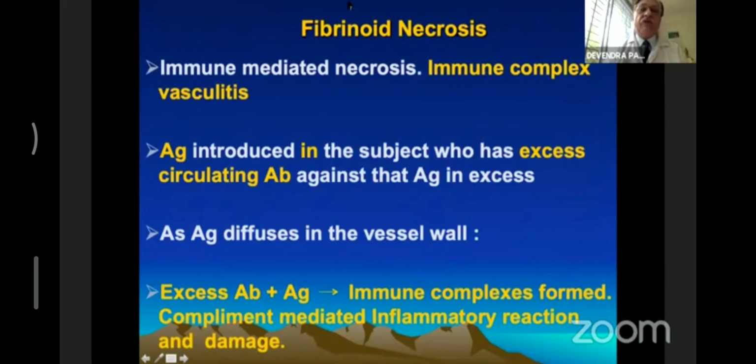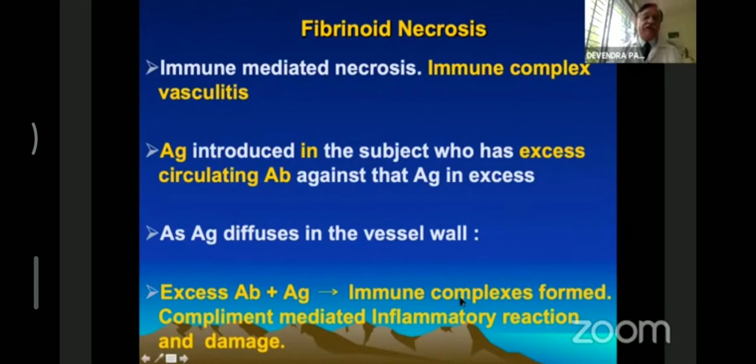Next one is the fibrinoid necrosis. Fibrinoid necrosis is basically an immune complex vasculitis, the inflammation of the blood vessels, where antigen has already entered that particular person. So antibodies are already formed, circulating in that person. When antigen is reintroduced the second time, it reacts with the excess antibody. Antibody travels from inside the blood vessel to outside. Antigen travels from outside the blood vessel to inside.